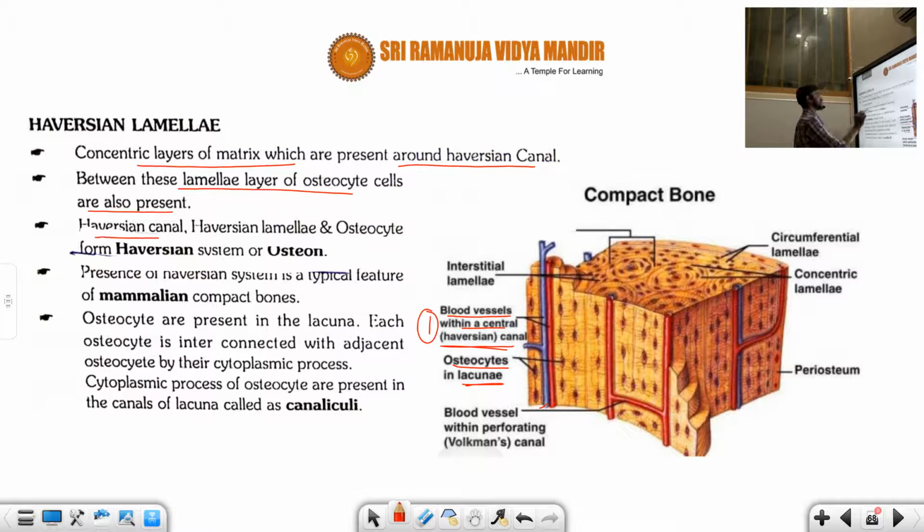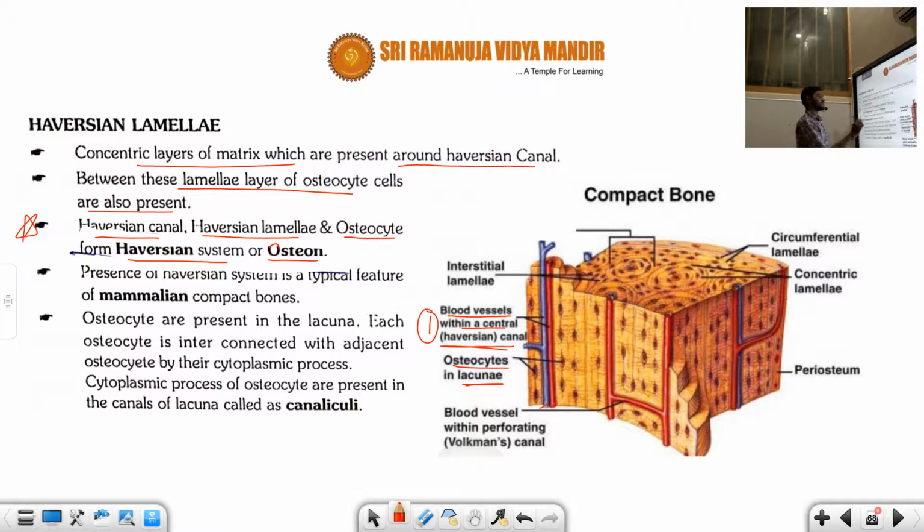And Haversian canal, Haversian lamellae and osteocyte form the Haversian system, also called the osteon. This is a very, very important point, student. Osteon, right? What does that mean, the osteon? Haversian canal, Haversian lamellae, osteocyte. So osteocyte is present between the Haversian lamellae, Haversian canal, and these three are constituents to form the Haversian system, also called osteon. You need to focus on this point especially.